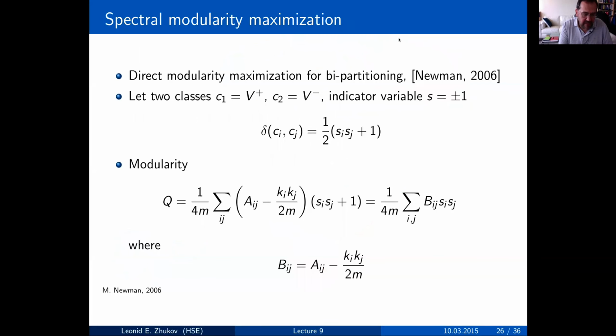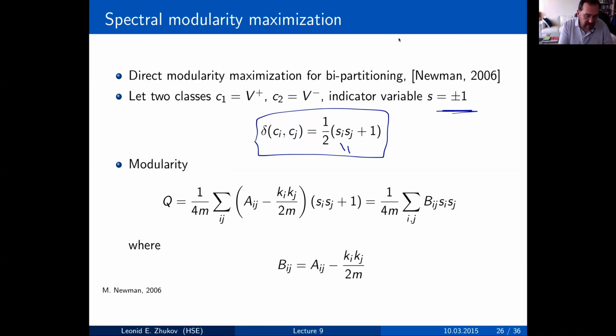If you think about the same indicator variables as we defined previously, you can calculate this Kronecker symbol in the following fashion. Again, the idea is very simple. Look at this. If node i and node j belong to the same partition, they're both equal to either 1, and then the value of this sum is 1 plus 1, divided by 2, which is 1. Or they both belong to the minus 1 partition. Again, you multiply minus 1 times minus 1, which is 1, plus 1, again 1.